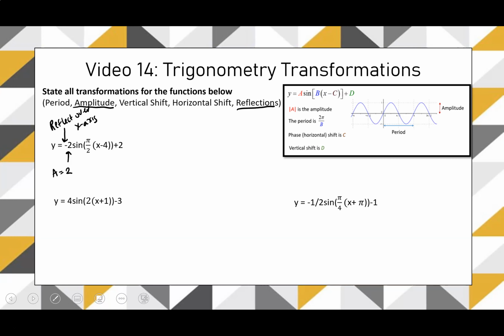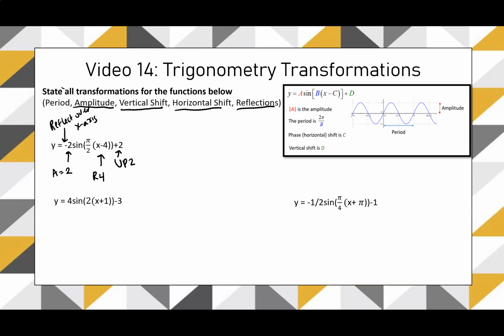All right, next up, I'm going to skip the pi over 2 for now. Let's deal with the minus 4. That's going to be a horizontal shift, and that is going to be the opposite of what you think. It's going to be a right 4. And then this one right here, that is our vertical shift, and that's going to be up 2.